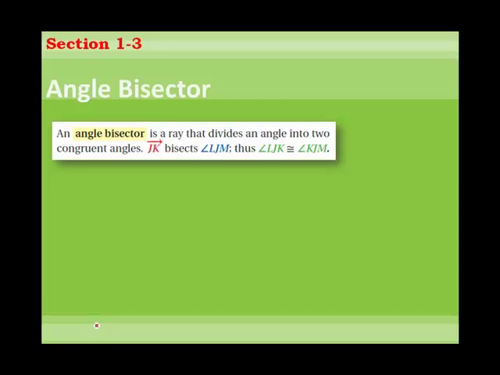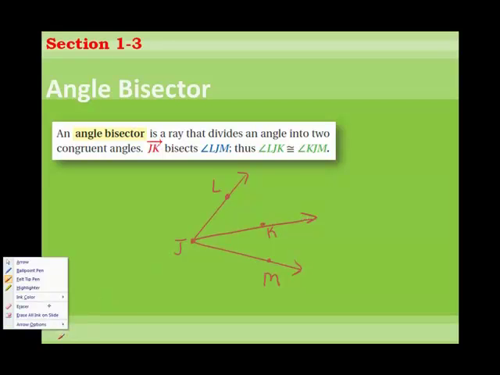So an angle bisector would be a ray that divides an angle into two congruent angles. So we want ray JK to be the angle bisector of LJM. First I'm going to draw angle LJM, and I want JK to be a ray that bisects LJM. So we put K here. We can do ray JK. And what that says then is now we have created two angles that are congruent.